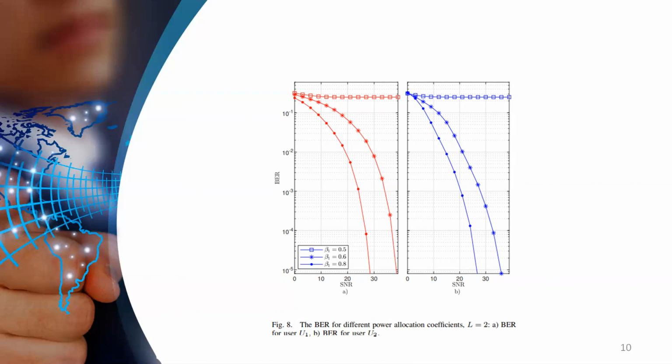This figure shows the bit error rate with different values of the power allocation coefficients, and it can be seen from this picture that if the total power is equally divided between the two users, or if you use beta 1 equals beta 2 equals 1/2, the performance of the system will be so bad.